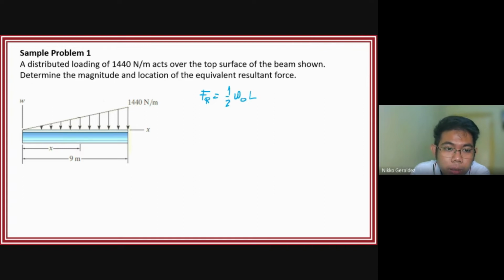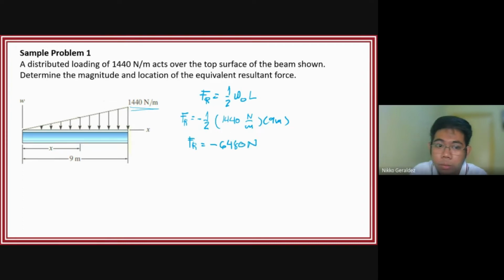We see that the load is downward, so our resultant force is negative. So Fr is equal to negative 1/2 times W sub O, that is 1,440 Newton per meter, times the length of the load, that is 9 meters. So the resultant force is equal to negative 6,480 newtons.